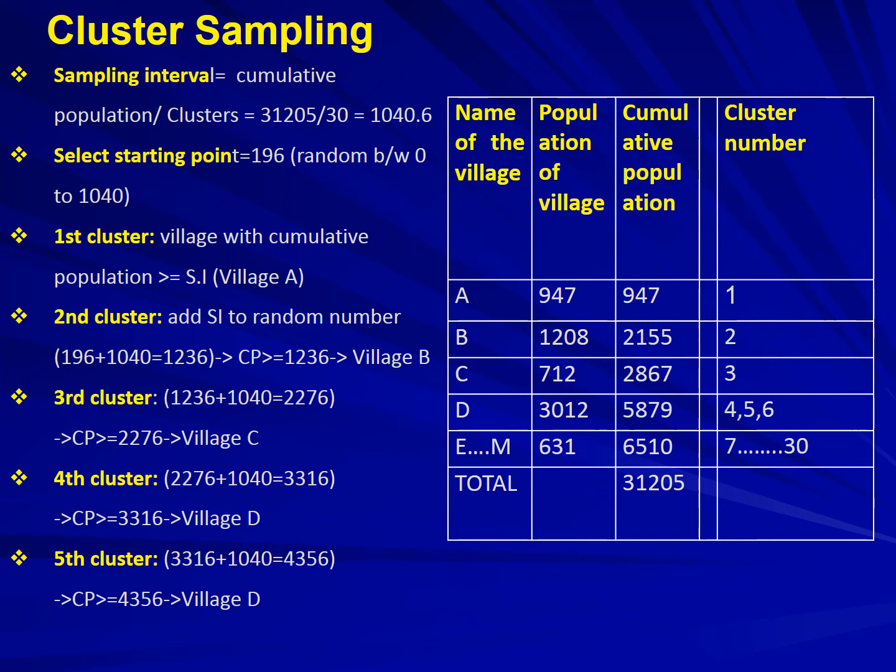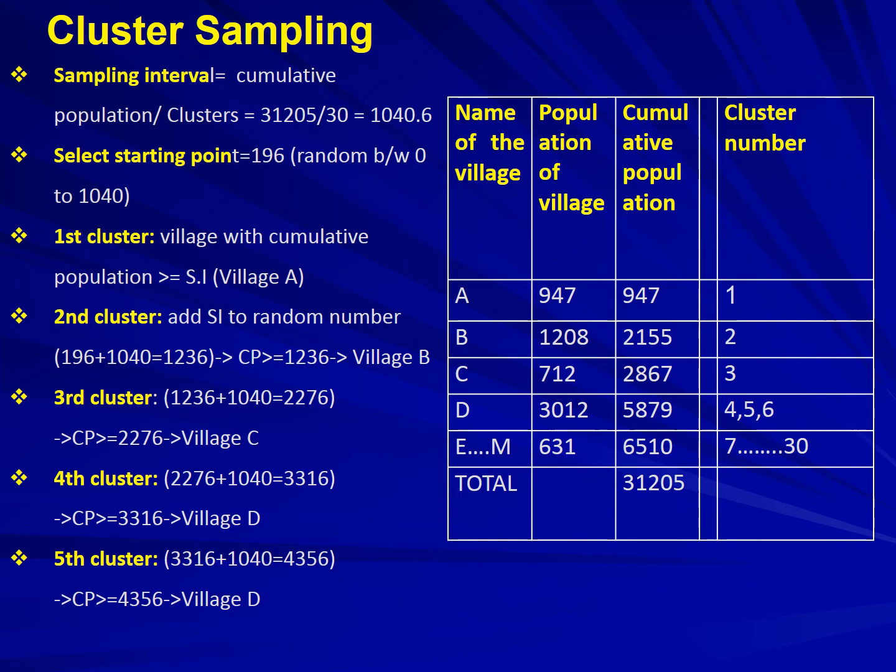This is how we can calculate the 6th cluster, 7th cluster and up to the 30th cluster. But remember, one village can contain more than one cluster, like in village D there are the 4th, 5th and 6th clusters. This is possible, and this is how you can calculate the clusters in particular villages. After selecting the clusters, you have to select 7 children aged between 18 months and 24 months randomly through simple random sampling.